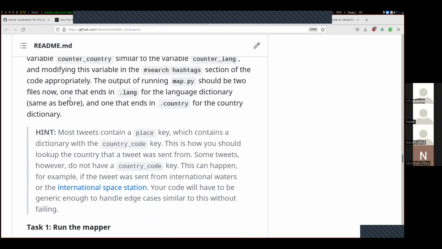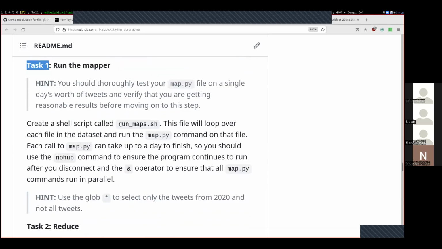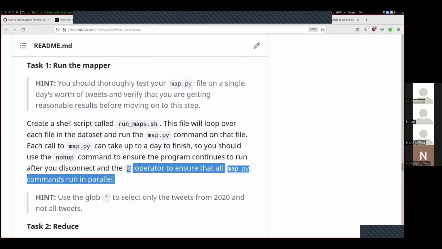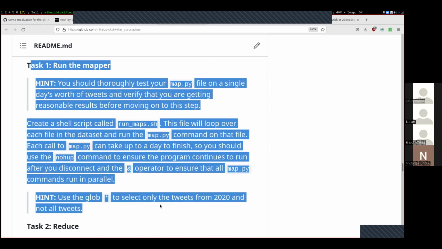And then you can run it on everything together in this task one right here. You'll have to create a shell script, run_maps.sh, that uses the nohup and the ampersand to make everything run in the background for you. And this is going to be the main computationally expensive part of this assignment. Anytime you're doing map reduce, the reduce steps, the partition, or visualizing anything that you're doing before or after the map, those will all be very, very fast.